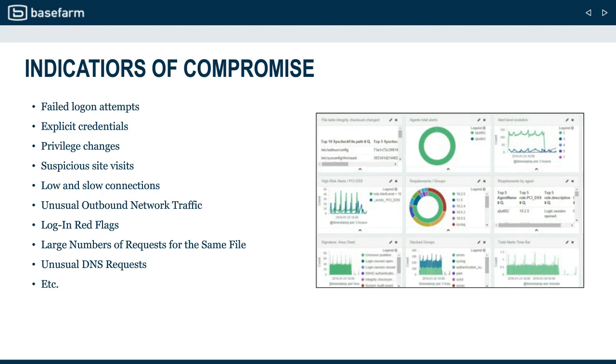We have a large list of indicators of compromise that I mentioned, and we look at a wide variety of things to detect when a breach has happened. It can be things such as failed login attempts, privilege changes or suspicious site visits. It can also be unusual outbound network traffic, such as a database machine all of a sudden starting to send traffic out from the server onto an external site in another country, for example.